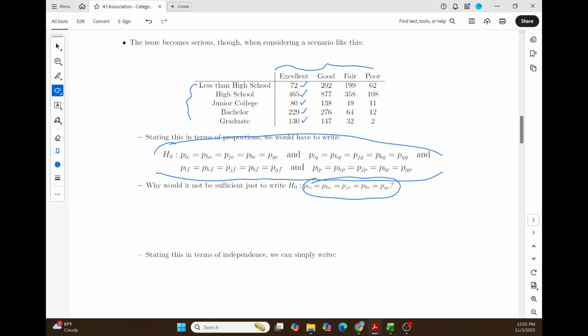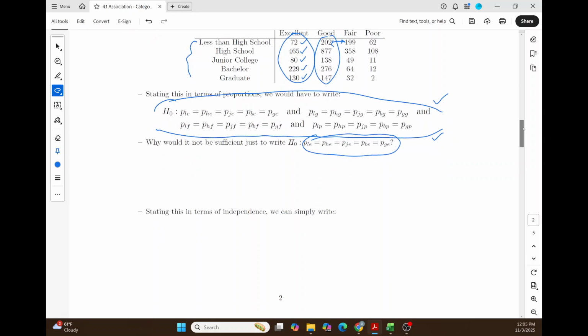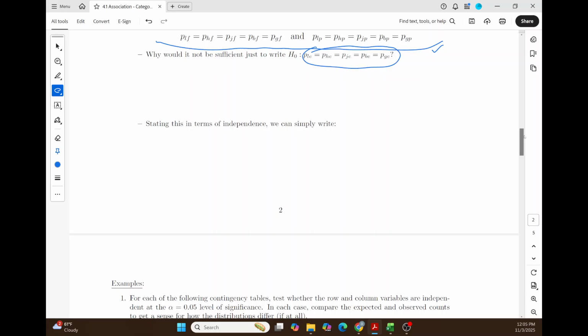If all of these proportions are the same, that doesn't necessarily mean that all of these proportions will be the same, because it could be the case that these are all the same, but these two things are swapped or something like that. So we can't just write out the simplified version. We would have to write out this whole long version here in this null hypothesis. And so stating things in terms of independence this way is going to be much easier.